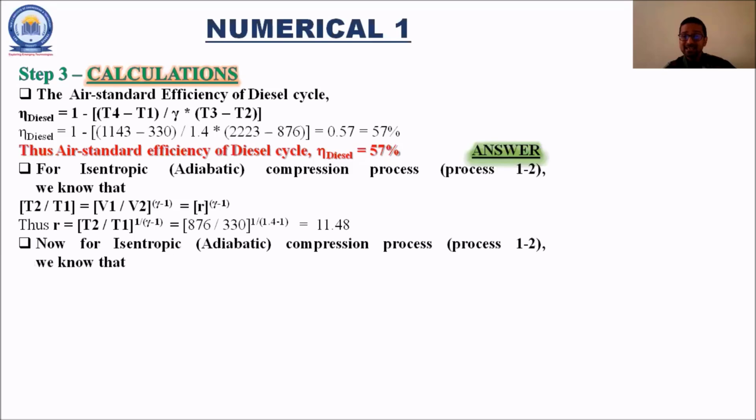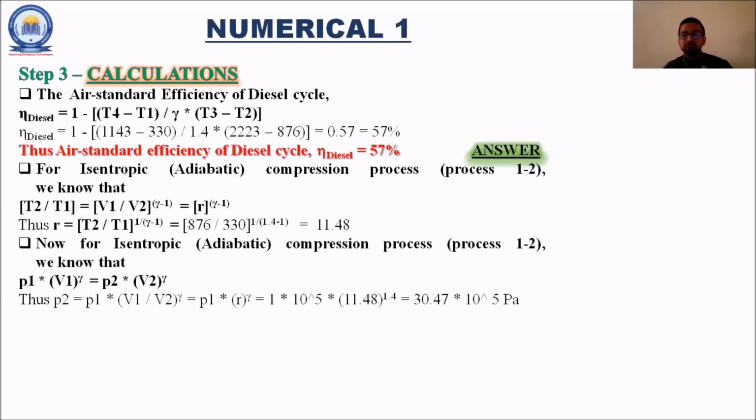Now friends, using the same process, that is the adiabatic compression process 1 to 2, we know that for the adiabatic process, PV raised to gamma is equal to constant. Therefore, P1 V1 raised to gamma is equal to P2 V2 raised to gamma. So I will be calculating the value of P2. So P2 is equal to P1 into (V1 by V2) raised to gamma. So P1 into R raised to gamma. We already know the value of P1. We have calculated the value of compression ratio R. So my answer of P2 comes out to be 30.47 into 10 raised to power 5 Pascal. So this value can be converted into bar. So that is 30.47 bar.